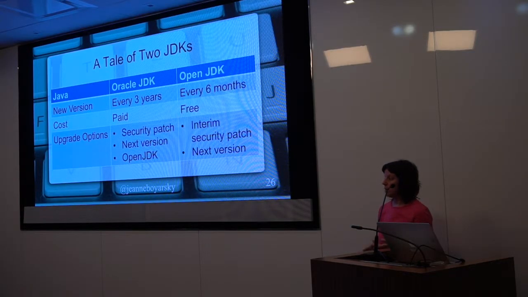For OpenJDK, there are releases every 6 months. There are 2-ish releases for security and various functionality fixes within that 6-month period. There could be more if an emergency happens. Your choices there are to upgrade to those interim versions or to go to the next version 6 months later.